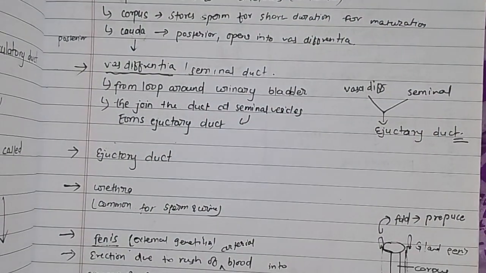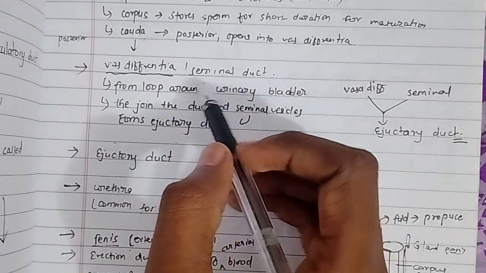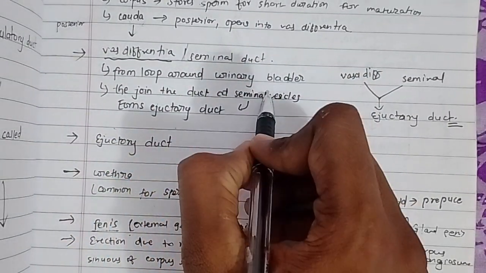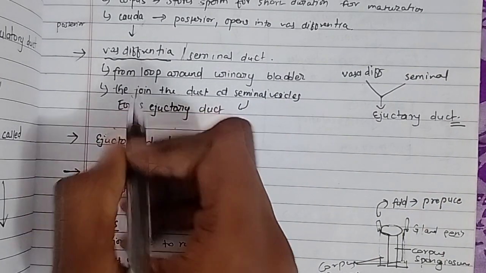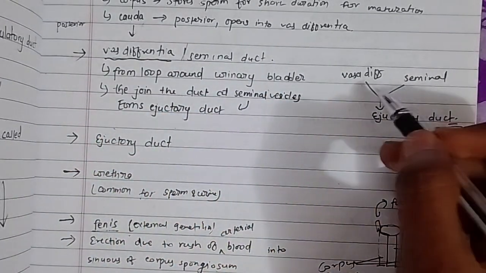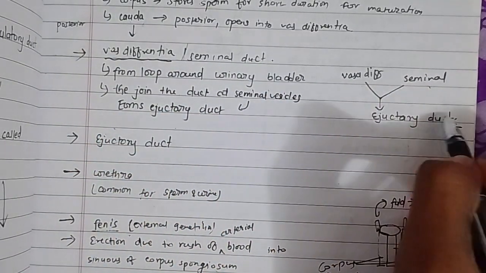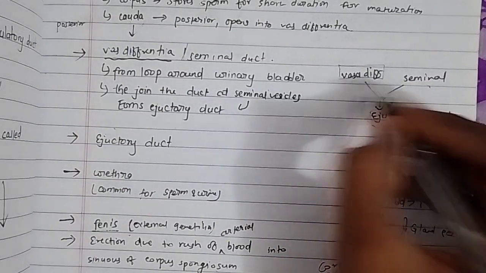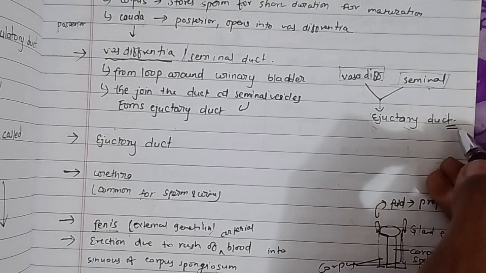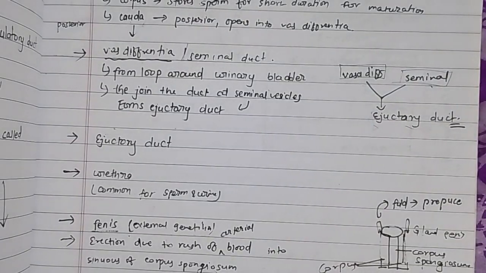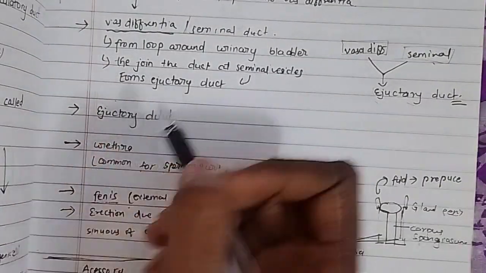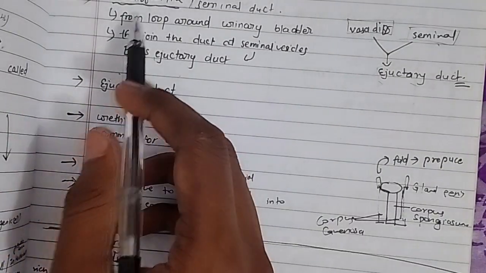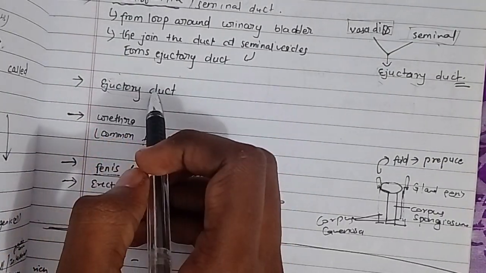Anyway, let's talk about vasa deferentia. So the vasa deferentia, the seminal duct, form a loop around the urinary bladder. The vasa deferentia and seminal vesicle combine to form the ejaculatory duct. This is very important. This can be asked, so you just need to write that the vasa deferentia and seminal vesicles form the ejaculatory duct. So let's move ahead. We already studied this. It's just this diagram, and then the vasa deferentia to the ejaculatory duct.